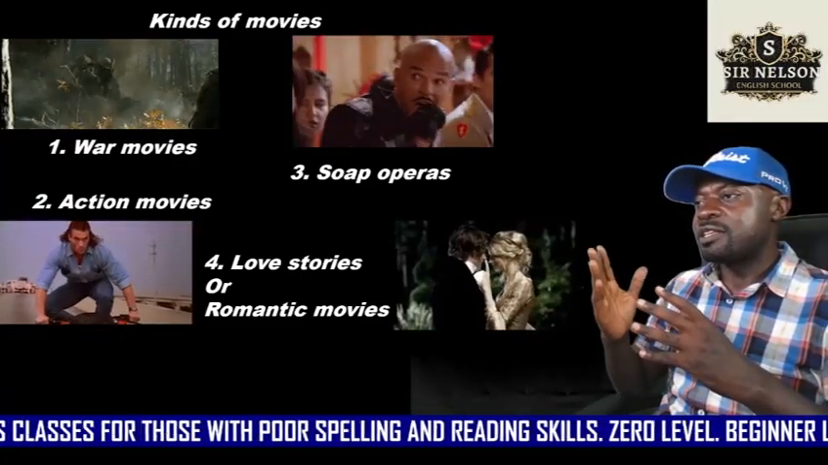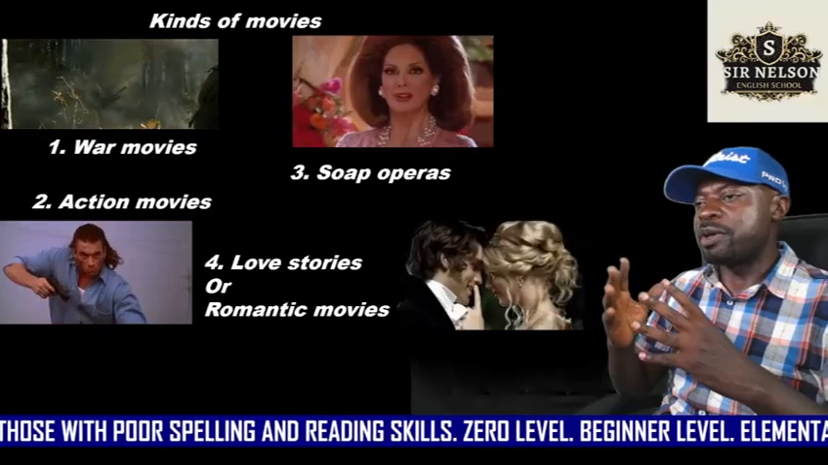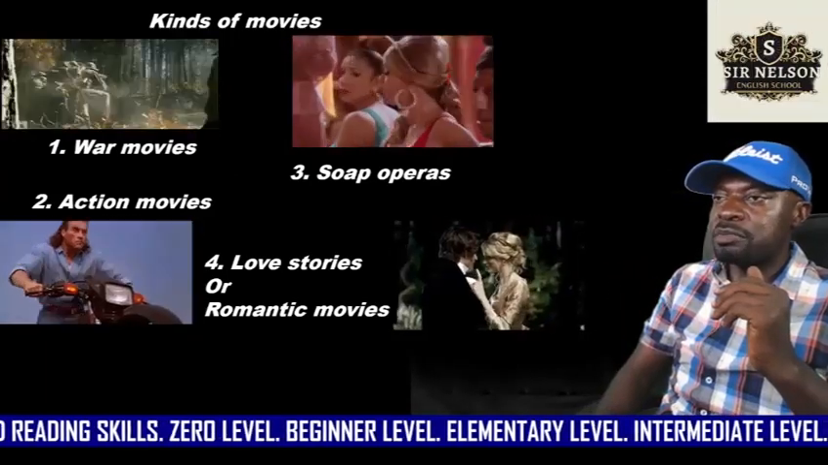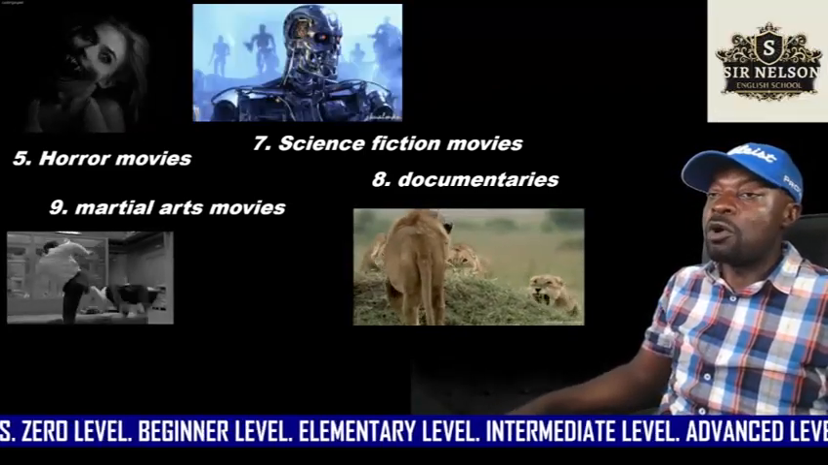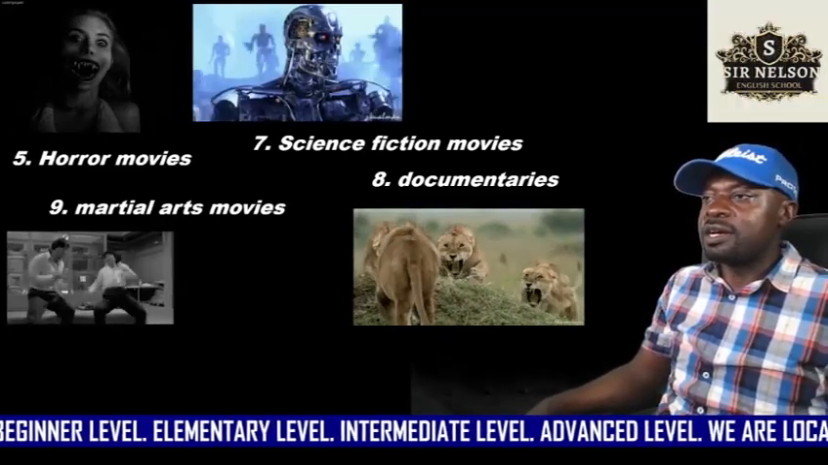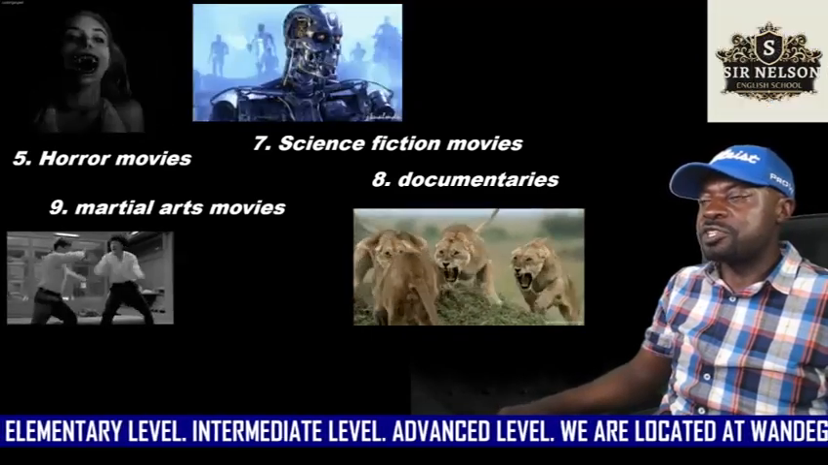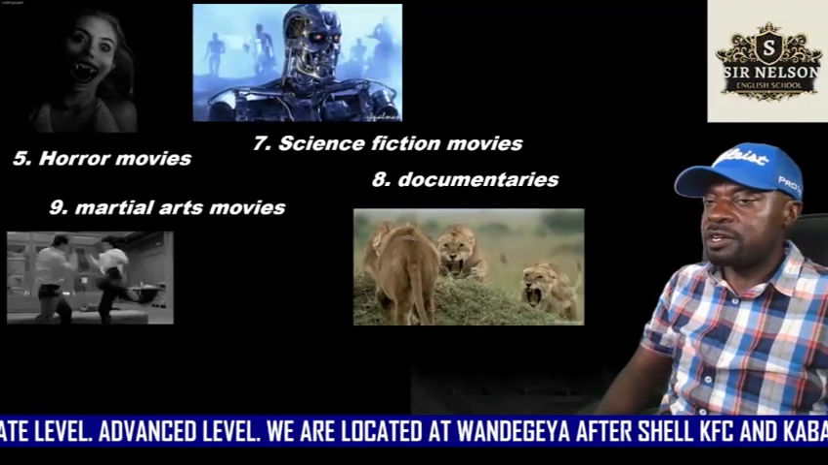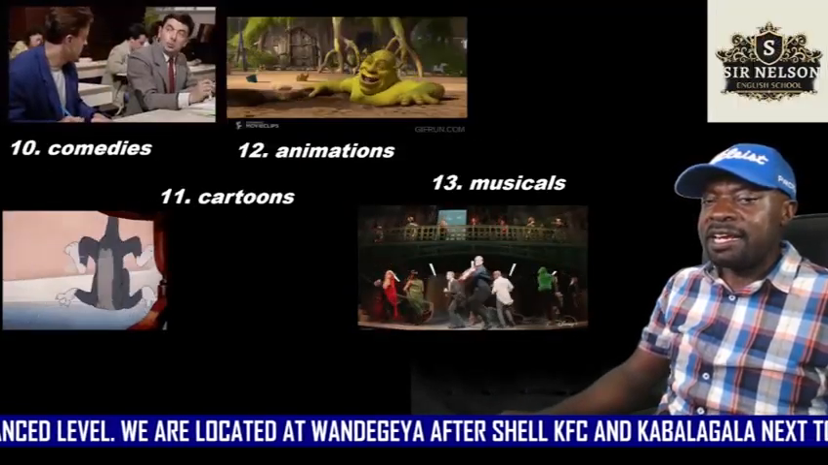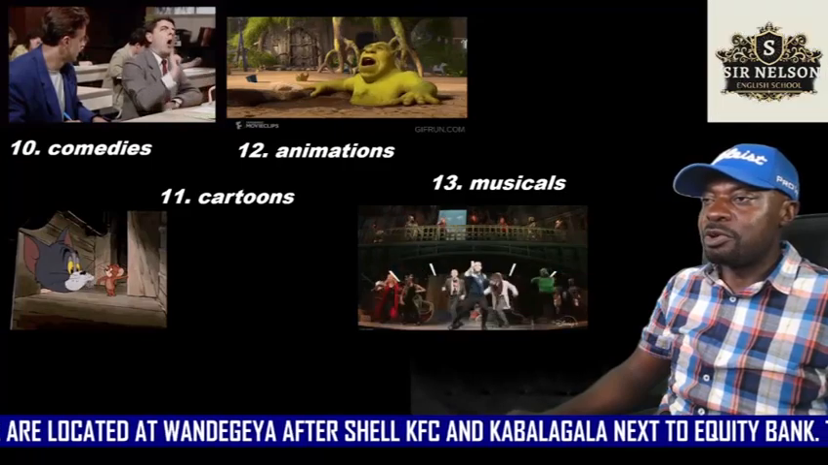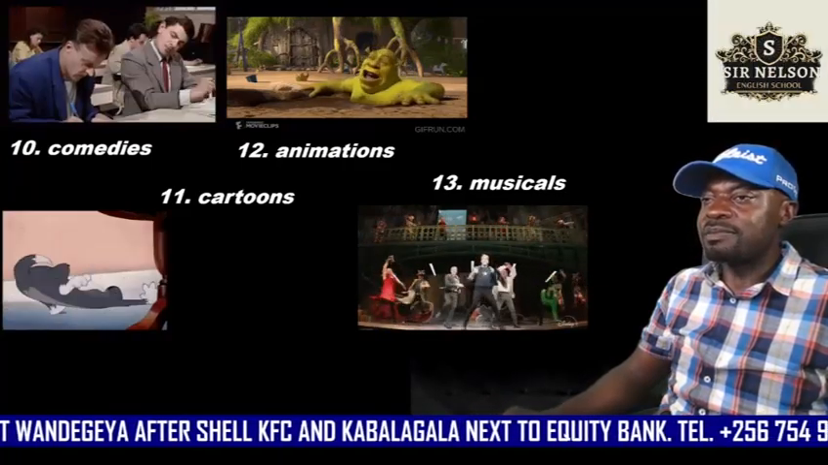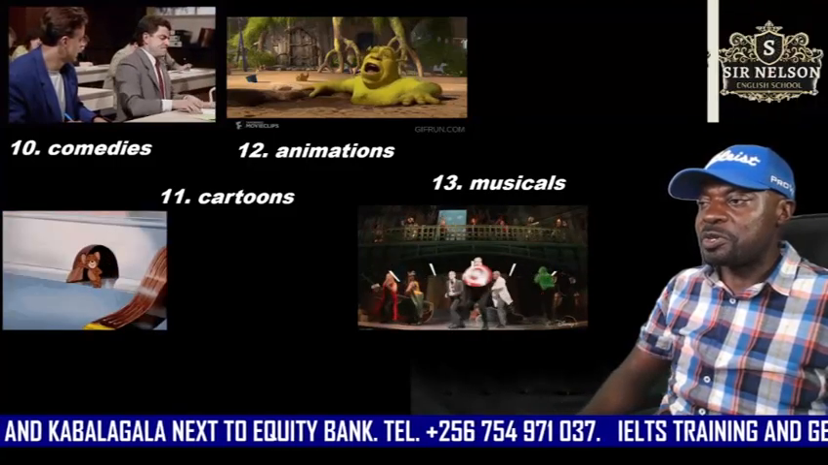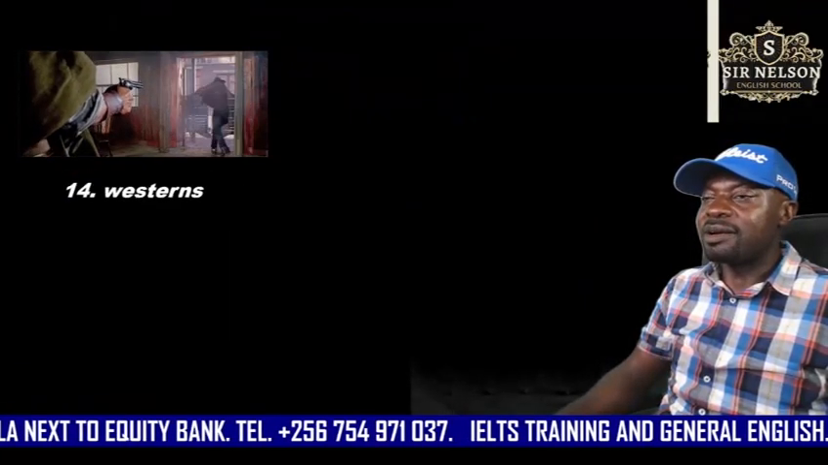Number three, that drama is called soap operas. Number four, love stories or romantic movies. Number five, we have horror movies. Seven, science fiction movies. Nine, martial arts movies and documentaries. 10, comedies. 12, animations. 11, cartoons. 13, musicals. 14, westerns.